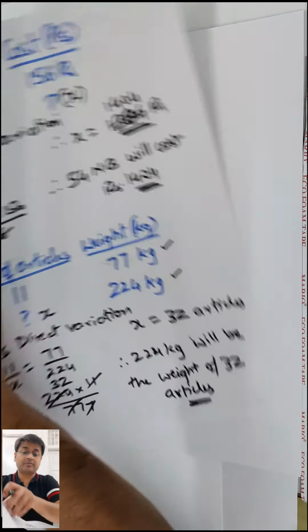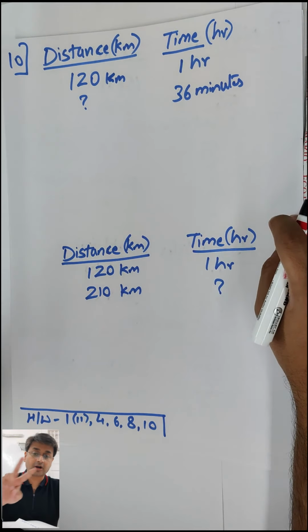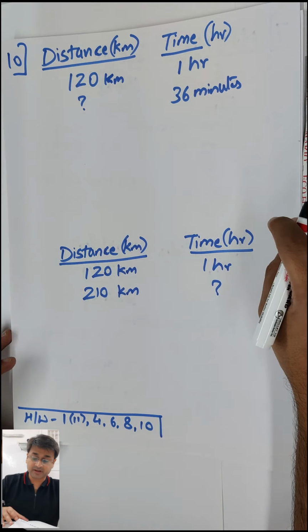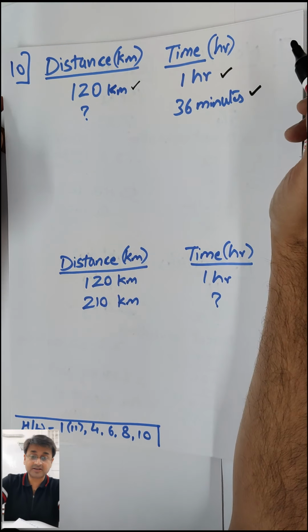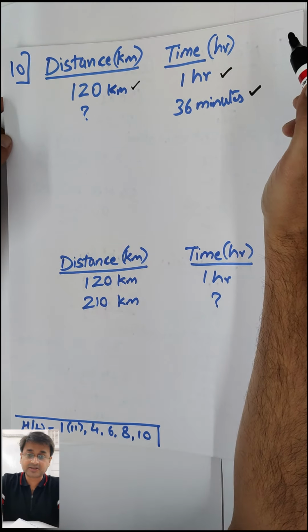Are you getting these sums? Are they very simple for you? The next one, sum number 10. Come on, hit it. On your own, there are two parts. Part 1, part 2, I have made the table already for you. So come on, hit it. So 120 kilometer distance takes 1 hour. So 36 minutes, how many hours? Now how much would be the distance or kilometers?